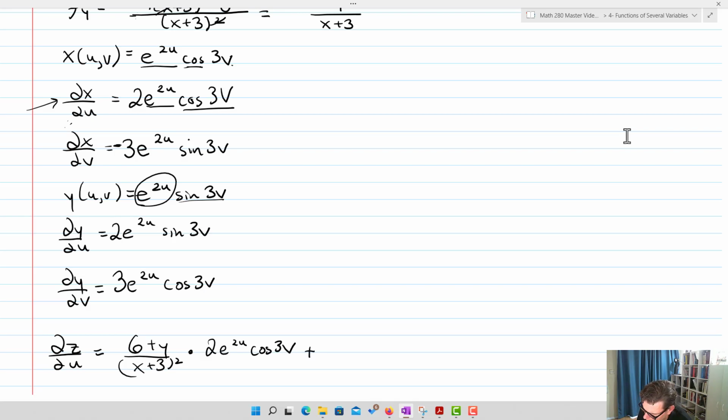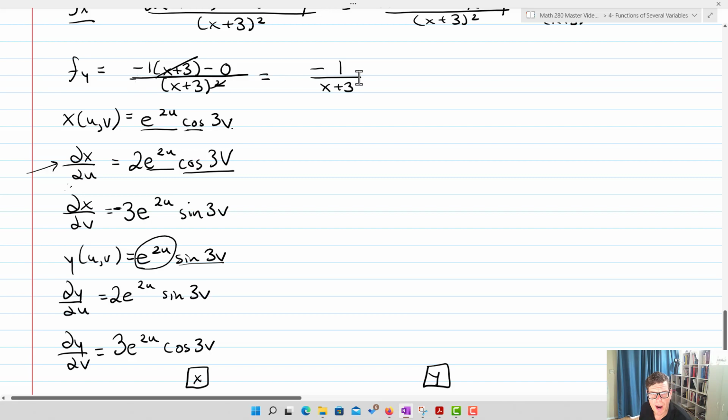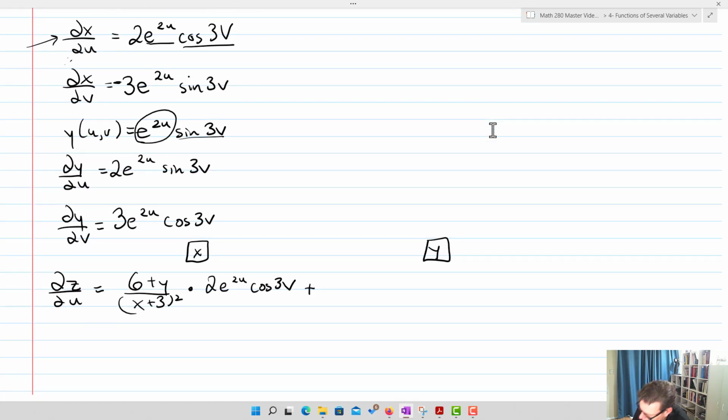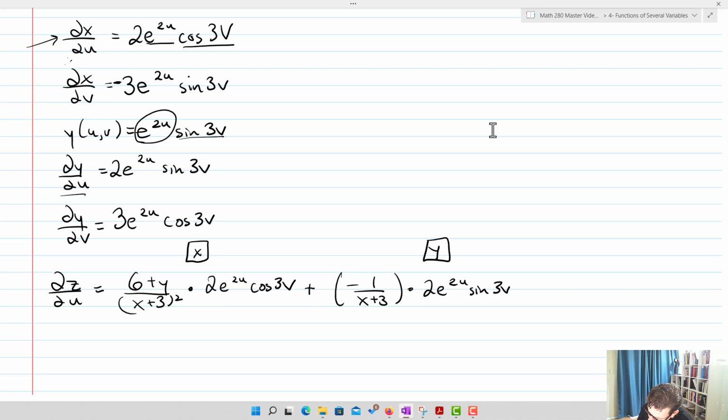Plus, now we've got to do our y. So this is our x part. Now we're going to do our y part for the u's. The y part starts out with fy, which is negative 1 over x plus 3. And then times dy du, so that's 2e to the 2u sine 3v. And so you'll notice they're both our u's. We used the partial of x with respect to u and the partial of y with respect to u, and we match them up with our x's from our partial of z with respect to x and y.